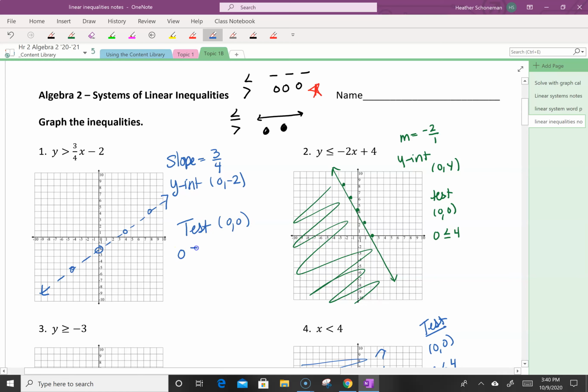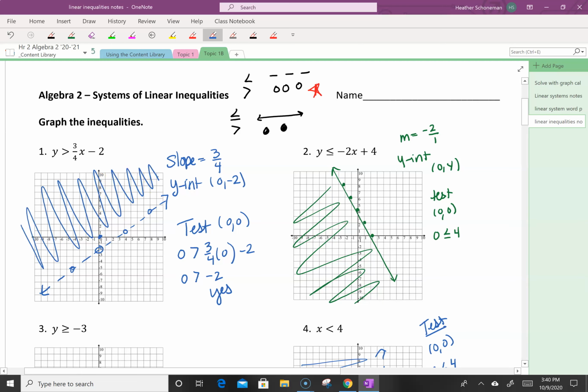So I'm going to plug in 0 for y, and I'm going to plug in 0 for x. When I simplify that, I get 0 is greater than -2. And then I ask myself, is that true? And the answer is yes. So I look at my graph. (0, 0) is located right there. That means that that side of the graph has to be the true side because (0, 0) was true. So now I'm going to shade the true side, and I'm going to shade everything over here.